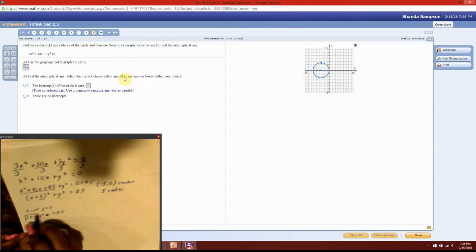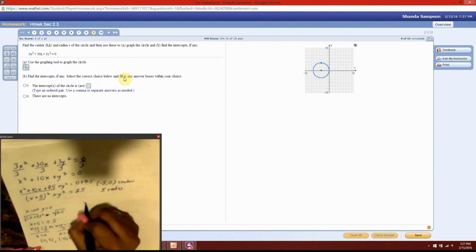All right, now I'm going to solve for x. I'm going to take the square root of both sides. That's going to give me x plus 5 is equal to plus or minus 5. So I'm going to have x plus 5 is equal to 5, or x plus 5 is equal to minus 5. When I subtract 5 from both sides, one is x equals 0. The other one is x equals negative 10. So those are my x-intercepts. One of my intercepts is going to be 0, 0. The other intercept is going to be negative 10, 0.